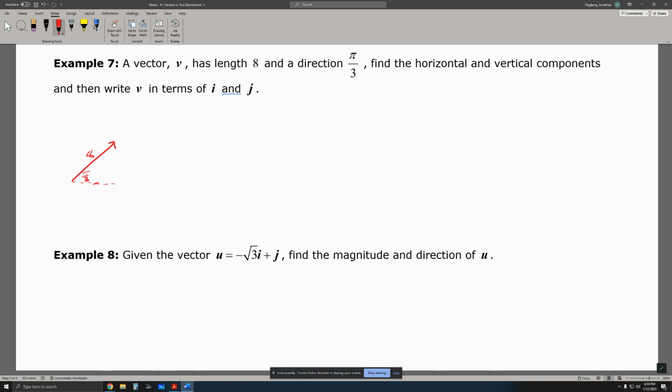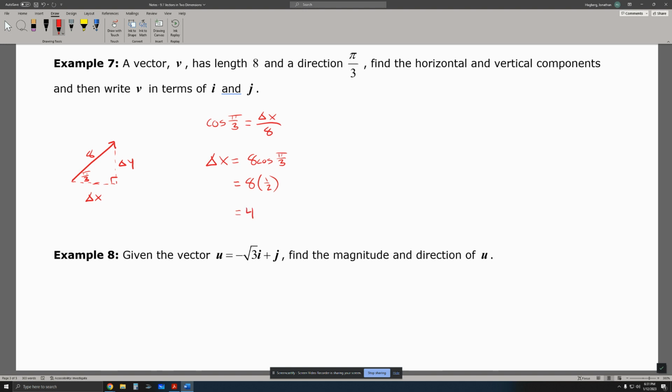If I were to draw this triangle, expand it out, this is a right triangle, we'd have our delta x and our delta y. So for my x component, I can set up some right triangle trig. I know that the cosine of pi thirds is equal to delta x over 8, adjacent over hypotenuse, SOHCAHTOA. Then delta x is equal to 8 cosine of pi thirds. Well, I know what the cosine of pi thirds is. That's simply equal to 1/2. So we have 8 times a half, or 4.